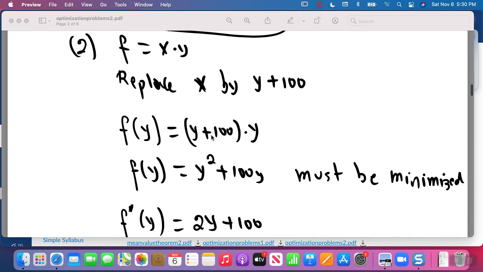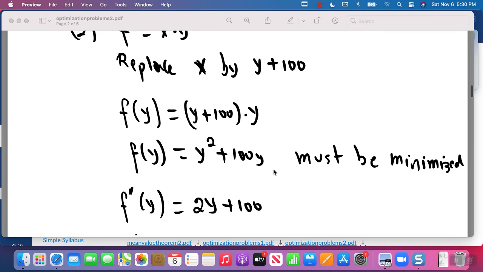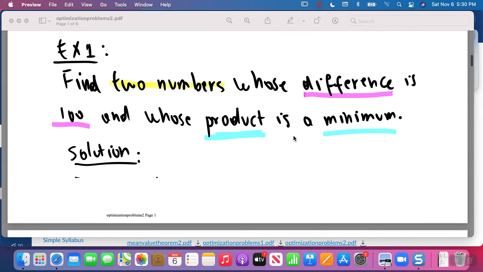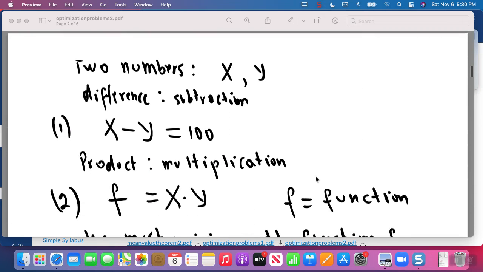And then from here you distribute y, you get y squared plus 100y. So this is the function that you're going to minimize. Minimize because the problem says the product is a minimum. So it tells us we're dealing with a minimization problem.